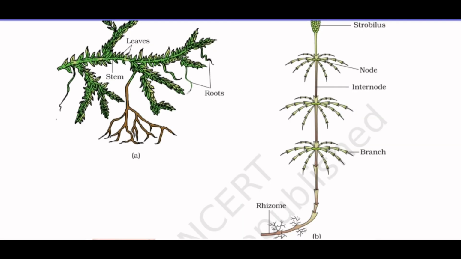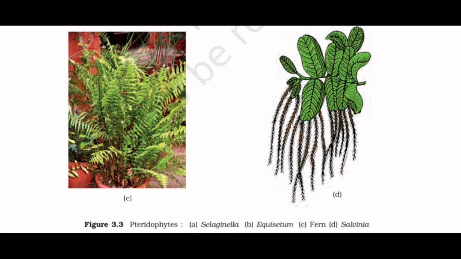Figure A is very important and it represents Selaginella with true roots, stems and leaves. Figure B represents Equisetum with strobilus, nodes, internode, branch and rhizome. Figure C represents ferns and figure D represents Salvinia.